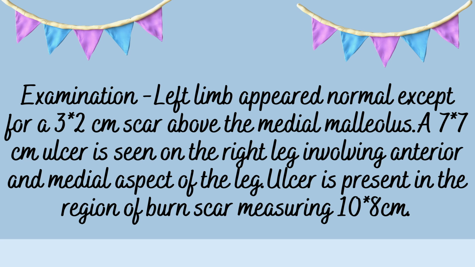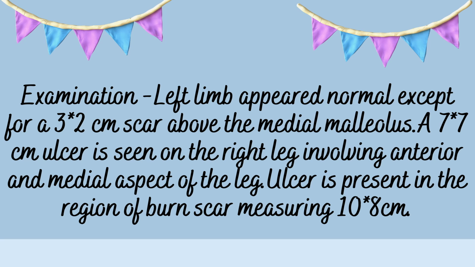So first of all, always start with the normal side first. In right and left, which is the normal side here? Left side, because on the right side the patient is having that burn scar and that ulcer. So the left limb appeared normal except for a 3 into 2 centimeter scar. That was a burn scar on both the limbs, no ulcer. On the left limb it is completely normal, and that scar is above the medial malleolus, and you have to tell the dimension of that scar.